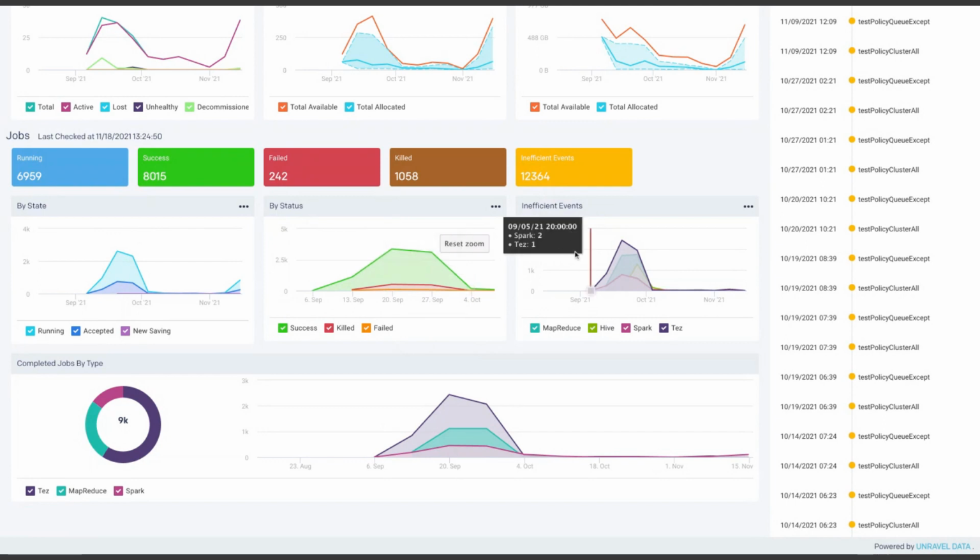And then you can also see where your inefficient events are, and what those are related to. In this case, we've got a lot of Hive jobs and Tez jobs that are running that are not very efficient. So you can identify those very quickly within Unravel, and then troubleshoot them from here.